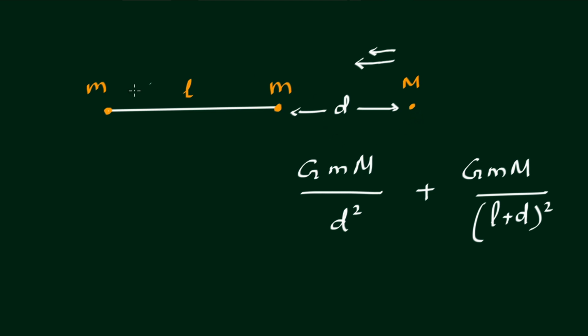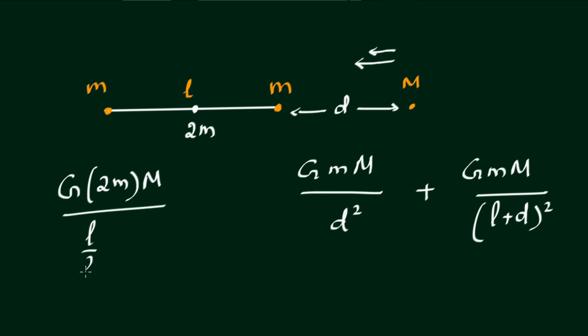What would have happened if I had treated it as one single point particle located at its center of mass? That is, I take this extended object and assume that the entire mass can be concentrated at the center, and that mass is 2m. And what will be the force? It will be G 2m M divided by square of the distance L by 2 plus d the whole square.